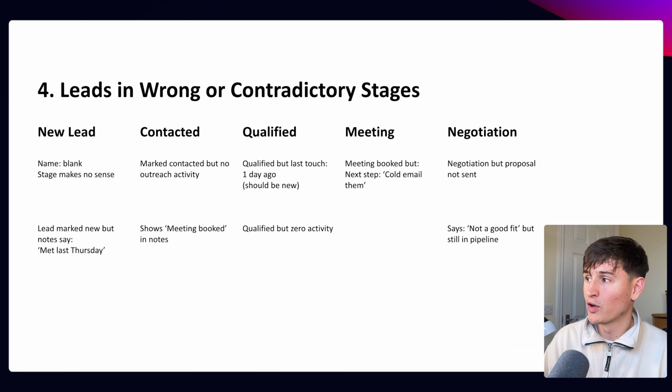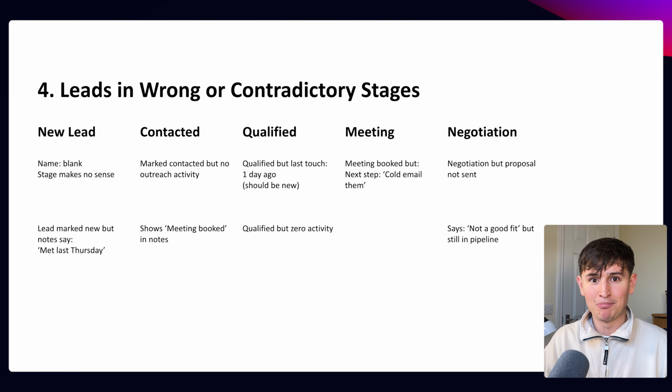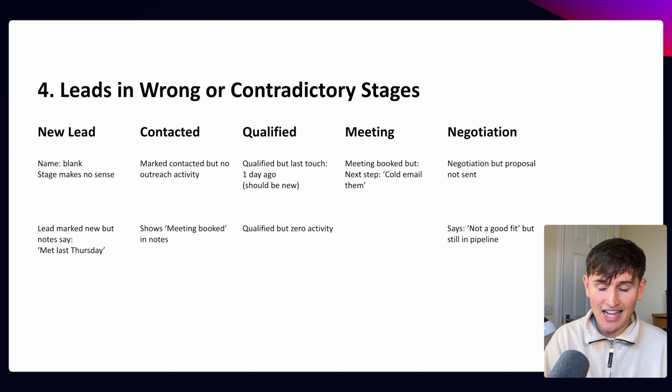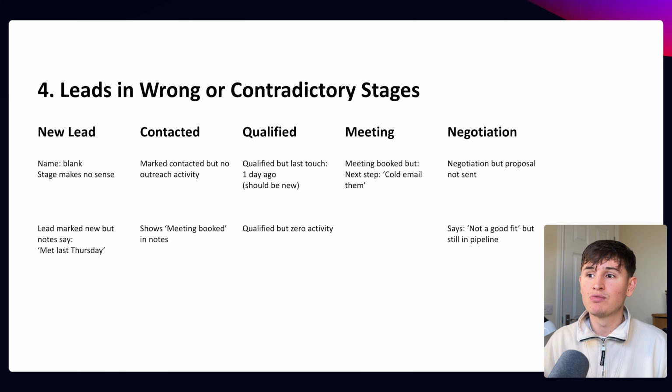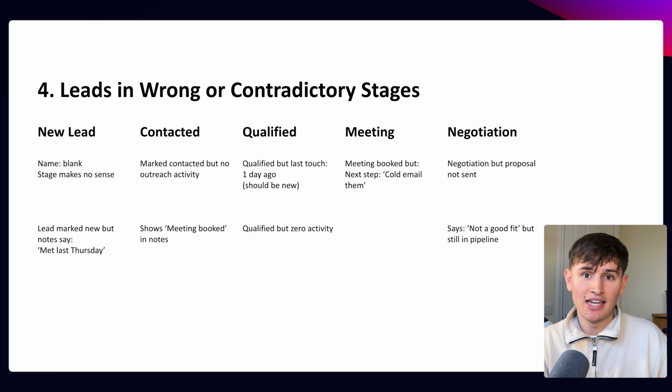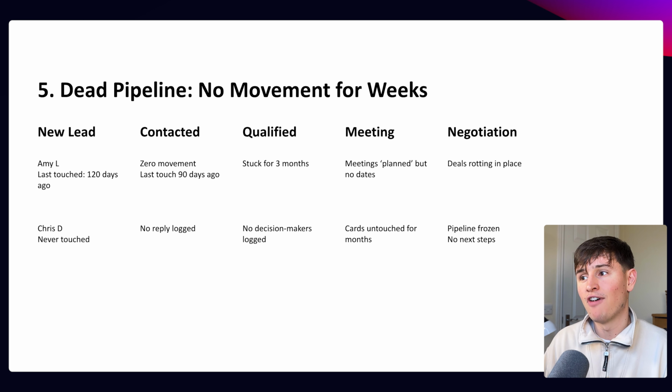Leads in wrong or contradictory stages. When you have too many stages, sometimes people want to monitor the pipeline too granularly, and you get fatigued because it's like, what is this stage even for? And then it sits in the stage, you never update it. And then it's really difficult to report or know how effective your sales activity is at that current moment in time.